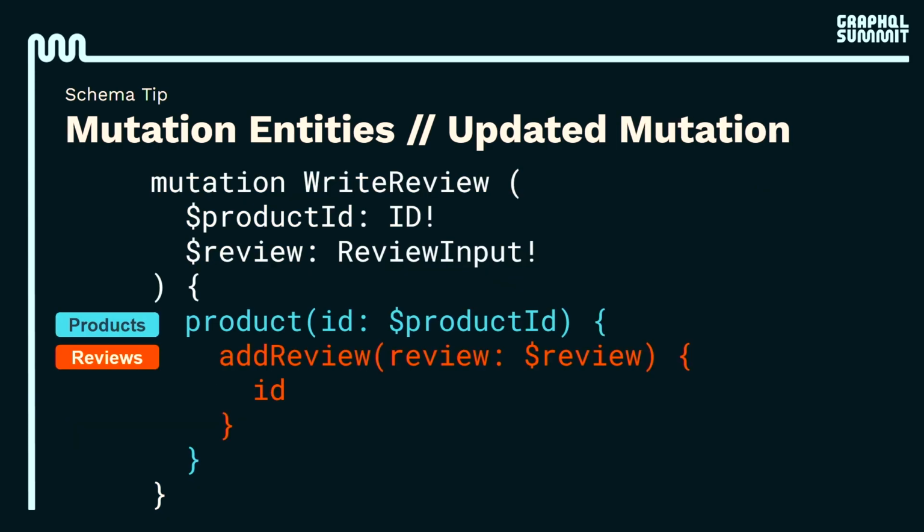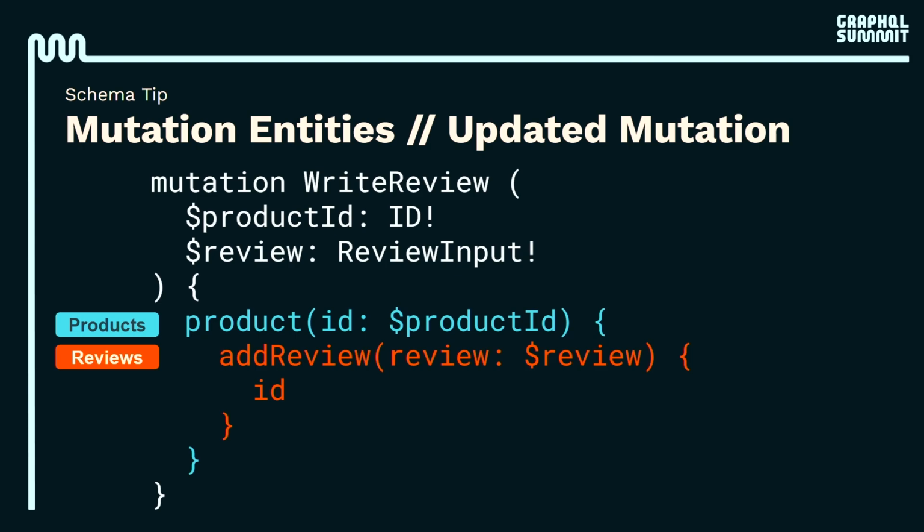So this might be a little complex to look at in schema terms, but let's now look at it on the query side. So here's that same mutation where we're still just passing in a product ID and a review, but let's take a look at what the subgraphs look like now. So now instead of the reviews subgraph being called directly, we now are first calling the product subgraph. And then once the product subgraph returns, we're then going to the reviews subgraph.